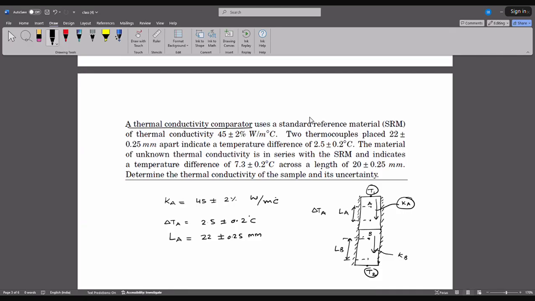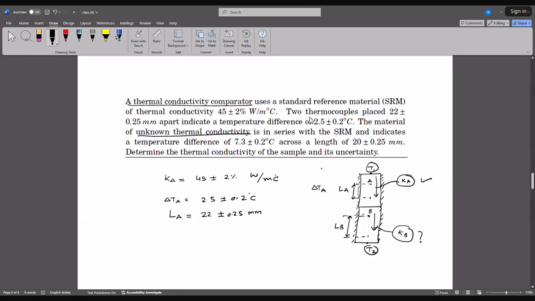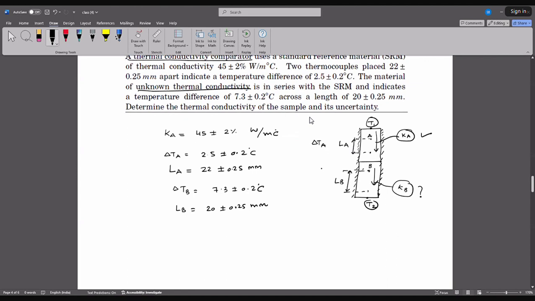B is the material of unknown thermal conductivity. This is known, this is unknown. The unknown thermal conductivity material is in series with the standard reference material and indicates a temperature difference of 7.3 plus minus 0.2 degrees C across a length of 20 plus minus 0.25 mm. Determine the thermal conductivity of the unknown sample, that is Kb, and its uncertainty.